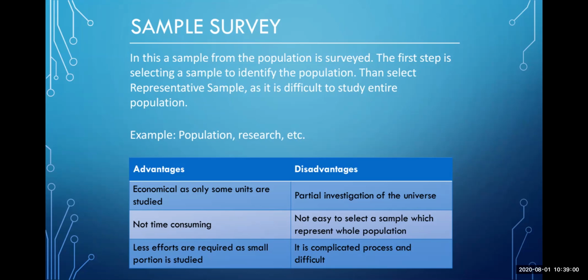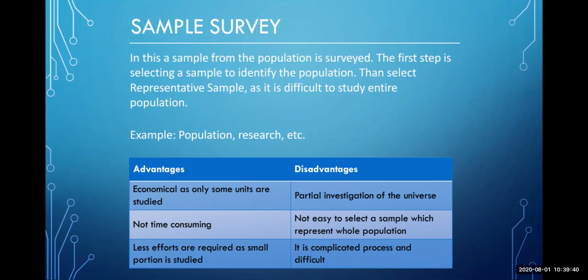Firstly, the advantage: economical, as only some units are studied. See, this is not costly, it is economical. When we say economical, it means it is not much costly as compared to the census, because we are not going to cover the whole range of population or all the units of population. We are going to take only a few respondents or a selective representative sample. So the first advantage is that it is economical, which means it is cheap. Secondly, it does not consume much time. And thirdly, less effort is required as you are going to collect the information only from a small group of people.